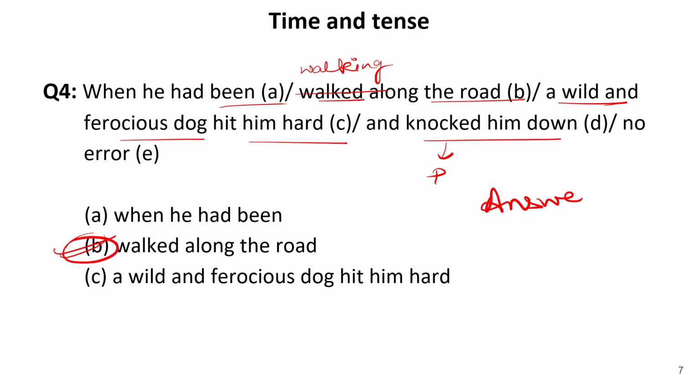Well, you need not rectify it, but you have to find that particular part that contains the error. And it is obvious after reading this entire sentence that when he had been walked along the road. Now, walked along the road represents that he had already done this action. But while he was doing that particular action, another action took place. Therefore, you have to show over here that the first action was in process, wasn't in continuity. Only after that the second action happened. So, B part contains the error. That's it. You need not rectify it. Now, let us move to the next one.